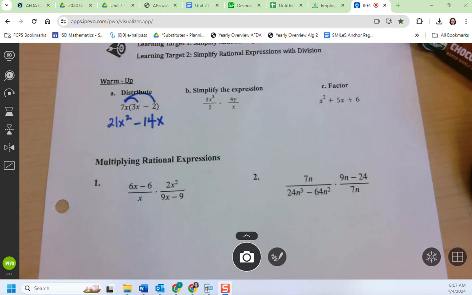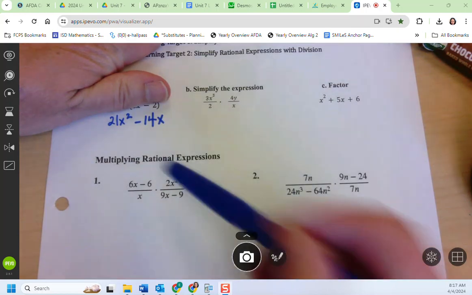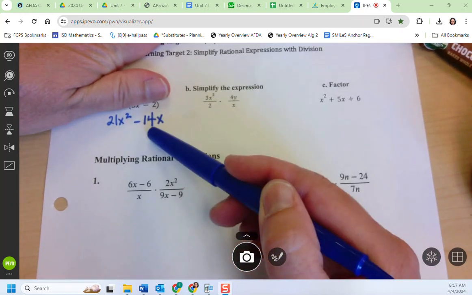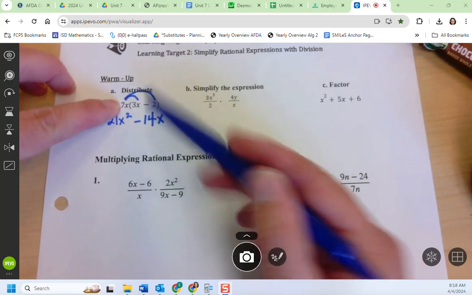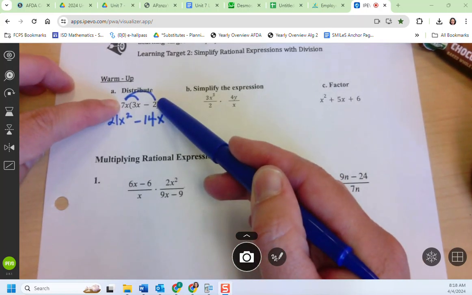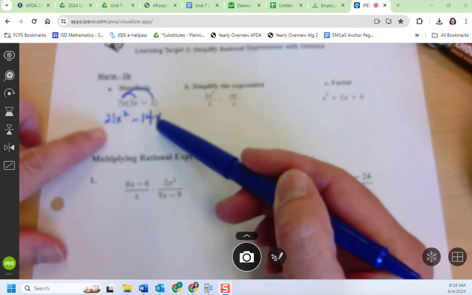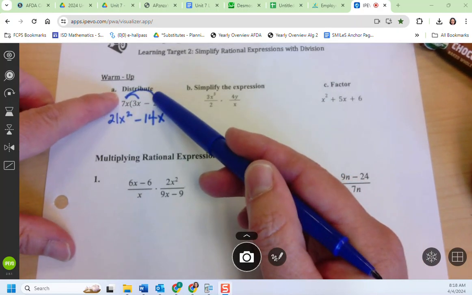All right, today when we simplify, we're going to have some problems where we have to factor out a common factor. So remember that factoring out a common factor is just undoing that distribution. So the problem would look like this: 21x squared minus 14x, and we would factor out that common factor of 7x, and then in the parentheses we would put what's left, okay? So factoring out a common factor is just undoing distributive property.